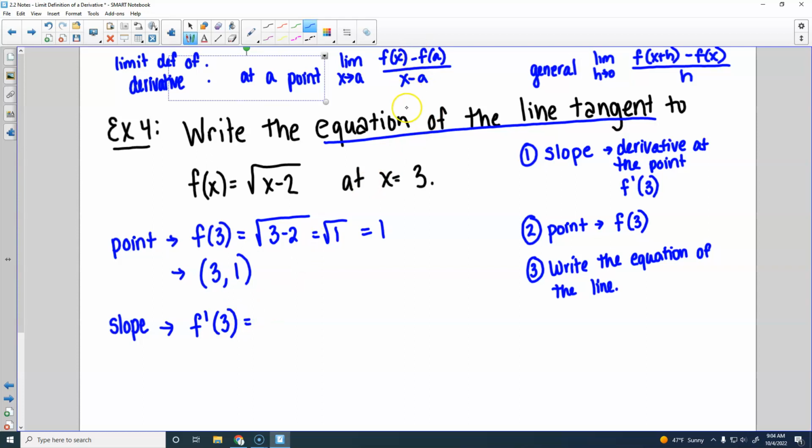And so when I do that, I'm going to do the limit as x approaches 3 of f of x, which is just square root of x minus 2, minus f of a. What is f of a? It is 1. We just found it, right? That's another good reason for doing the point first because you already have that value. And then we'll have x minus 3 here.